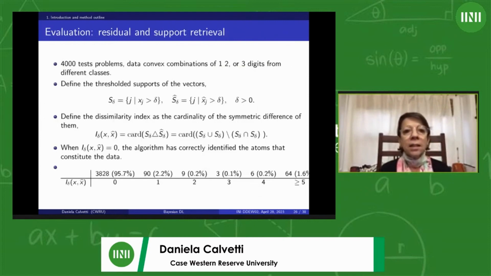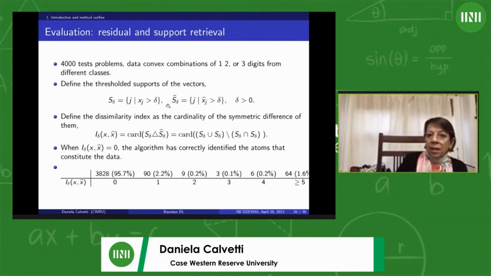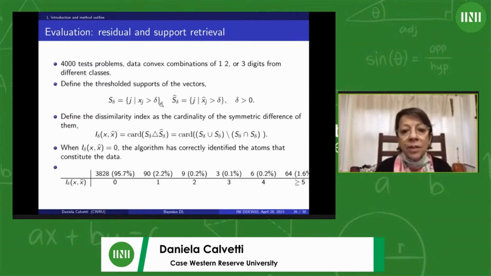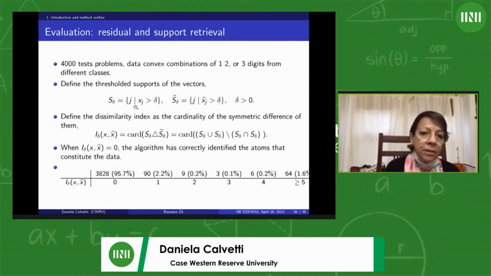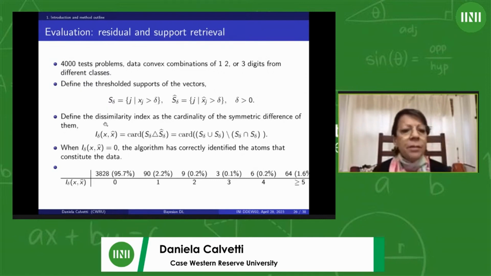And then we start seeing how this algorithm works. So we built 4,000 test problems. And now we need to evaluate what is a good performance or not. In terms of the threshold, in terms of the support of the vector, we thresholded, saying that we consider active only the pixels which are above a certain value to avoid numerical error.